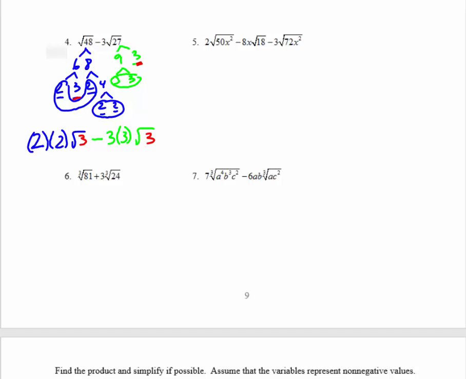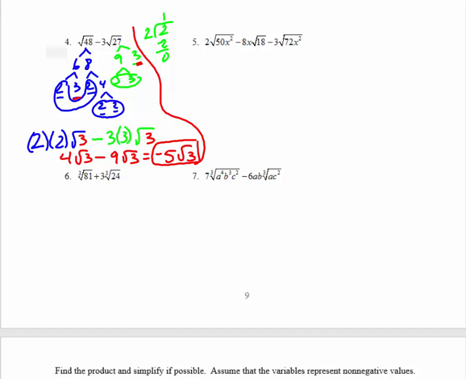Multiplying this out, 2 times 2 is 4, so we get 4 square root of 3, minus 3 times 3 is 9, so we get 9 square root of 3. 4 square root of 3 minus 9 square root of 3 ends up being negative 5 square root of 3. We're allowed to subtract those radicals because they are like radicals.